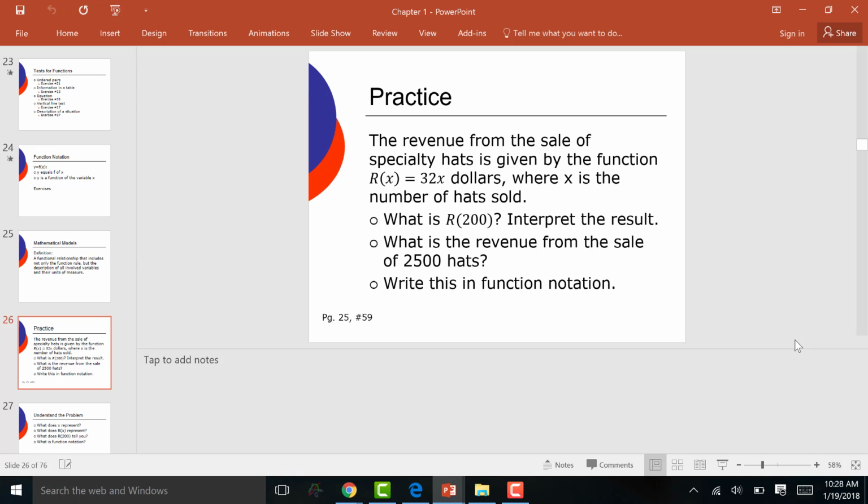All right, look at bullet number 2. Bullet number 2 says, what is the revenue from the sale of 2,500 hats? Now, this process will start all over again, but do I need to actually reread the problem? No. Do we understand that we don't need to go through all these steps? What step do I start working at for bullet number 2?